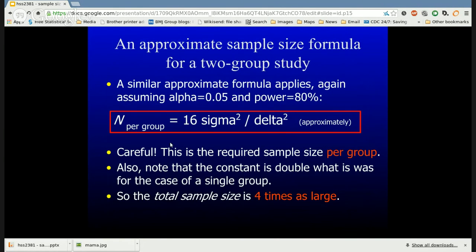It's this formula here. n per group is 16 times my variance divided by the square of my delta. Remember, this is a requirement per group. And notice this is twice as big as it was in the one group sample. Before it was 8, now it's 16. So the result is 4 times larger than the single group. It's not twice as large, it's 4 times larger.